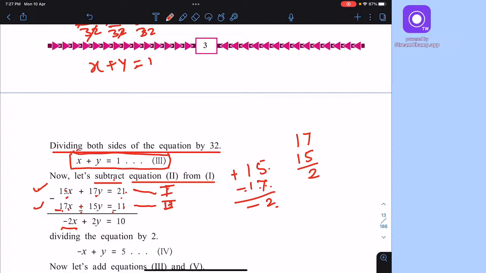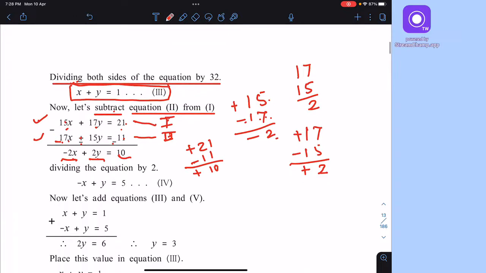Now 17 and minus 15. Again same thing. Because 17 is plus, minus 15 is minus, you have to take the difference. 17 and 15 difference is 2 and give the sign of the greater. That is plus 2. So it is plus 2y. And here 21 minus 11. 21 is positive, 11 is negative. So when you are adding one positive and one negative number, you have to subtract the numbers. So 21 minus 11 is 10 and give the sign of the greater. Greater is plus. So it is plus 10. You got minus 2x plus 2y is equal to 10.